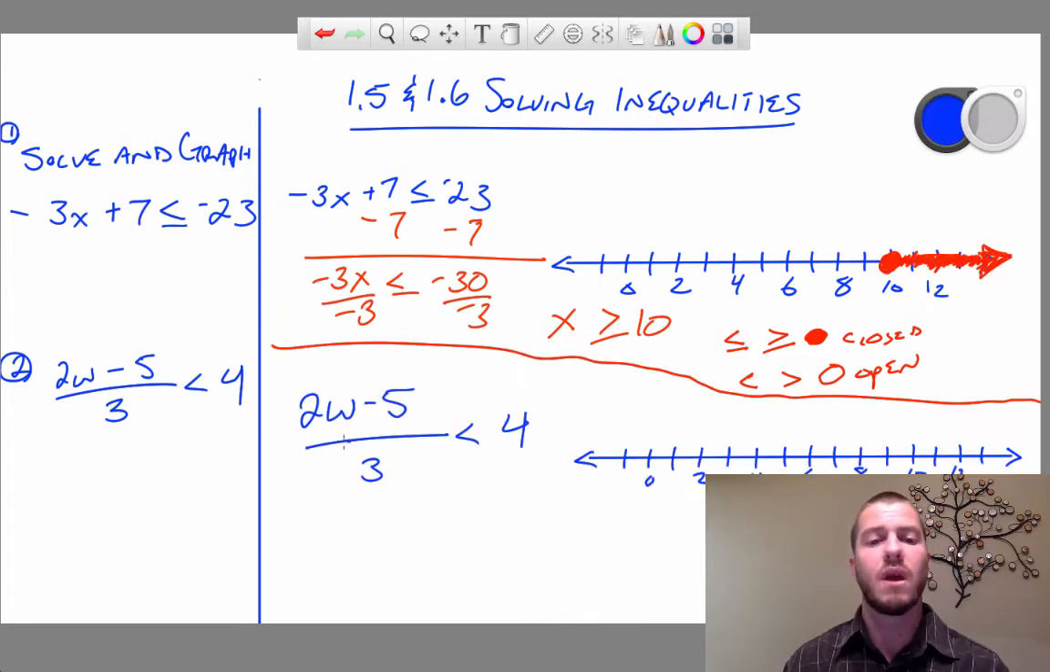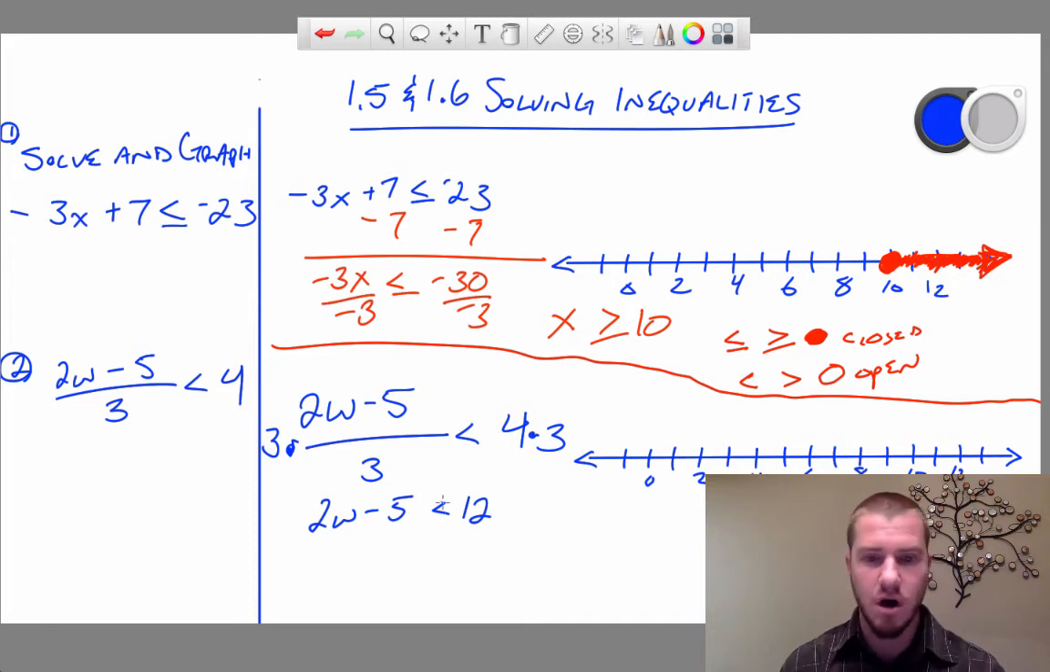So for this one, I have 2w minus 5 divided by 3 is less than 4. I'm trying to get this w by itself. And it's in the numerator of this whole fraction. So I first have to get rid of that part as a fraction. I got to get rid of this denominator. So all of this 2w minus 5 is being divided by 3. And I can do that inverse operation, multiply by 3. I'm multiplying both sides, but I'm not multiplying by a negative, so I don't change the inequality. It's still less than.